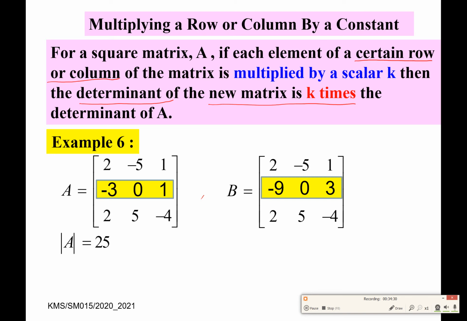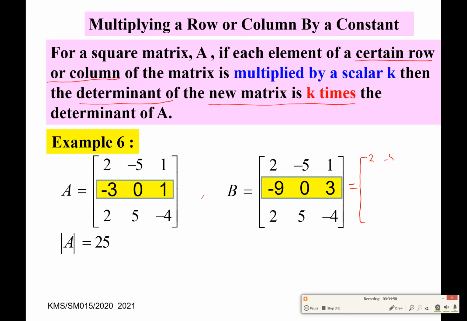Here, by observation, 2, negative 5, 1 has the same values as the A matrix. 2, 5, negative 4 is also the same. The difference is only in the second row. If you read the second row here, it is negative 3, 0, 1. Here it is negative 9, 0, 3. So actually we can just arrange this. How to arrange this is just do this.